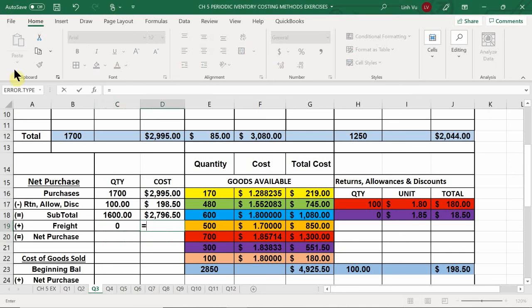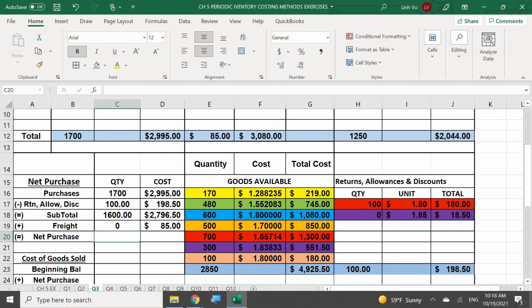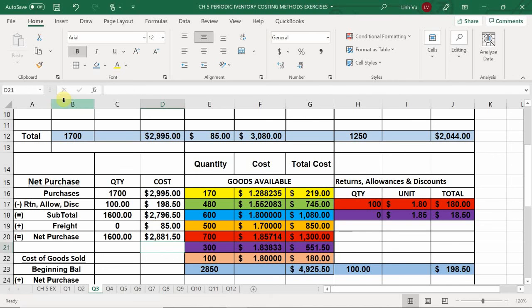Freight does not affect my quantity, but it affects my cost. So it's going to increase it by $85. So in this case, I have 1,600 units at $2,881.50.